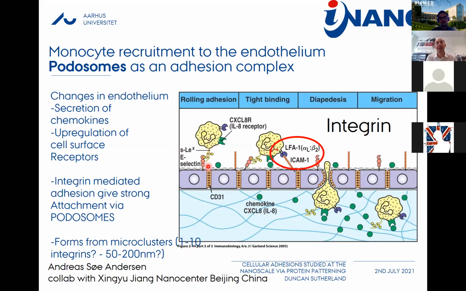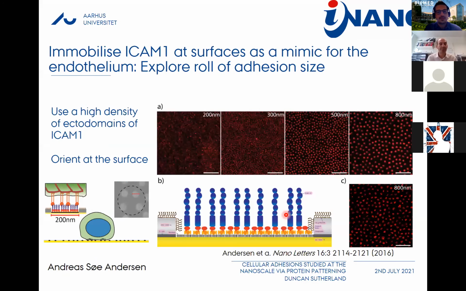So we did some experiments in a simplified form of this. We pre-activated our monocytes using a chemical agent. We did it in a static condition, so it's not like the real situation. It allowed us to study the formation of these podosomes with this LFA1-ICAM interaction. Here we took the ectodomain, the extracellular domain, from the ICAM, fused to an Fc domain, and then we can assemble it along the surface. We can create our different pattern sizes, and then we can interact.